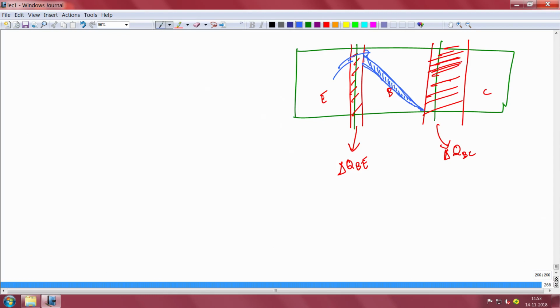By that small amount you are changing the charge here, and that is your delta QF, the charge stored in the base. Because the minority carrier electrons are injected into the base, the charge stored in the base also will be modulated by a small signal, which we refer to as delta QF.